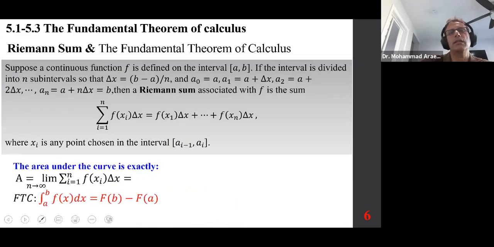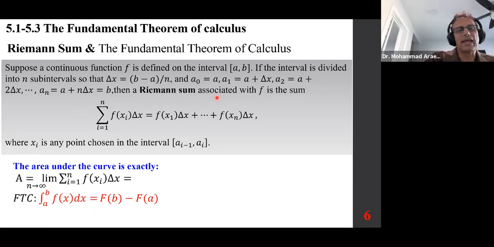So here's the Riemann sum and the fundamental theorem of calculus. Suppose a continuous function f is defined on the closed interval a to b. If the interval is divided into n subintervals so that delta x is (b minus a) over n, and a sub 0 is a, a sub 1 is a plus delta x, all the way to the last one, a sub n is a plus n delta x, which is equal to b. This summation is called the Riemann sum. And this summation is an approximation of the area under the curve.